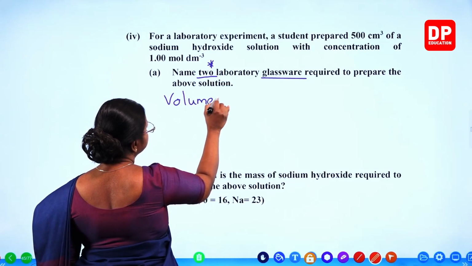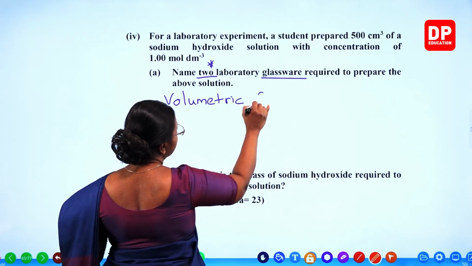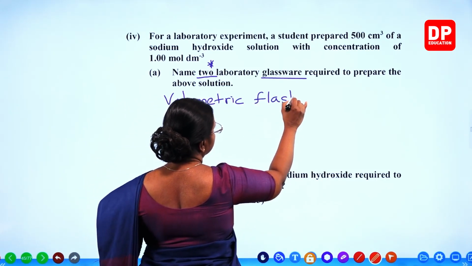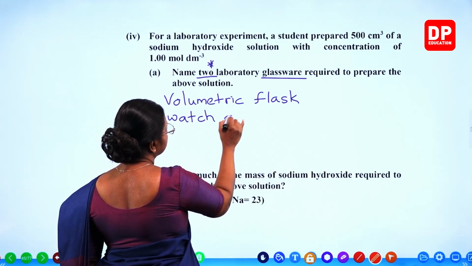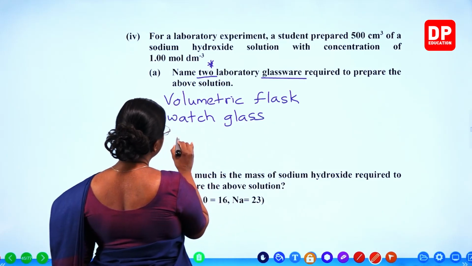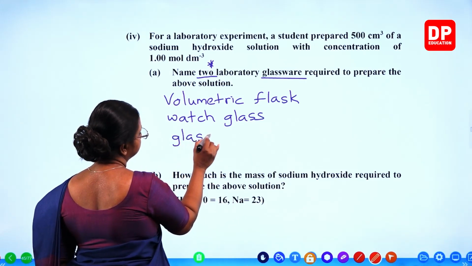Volumetric flask, then watch glass, and glass funnel.